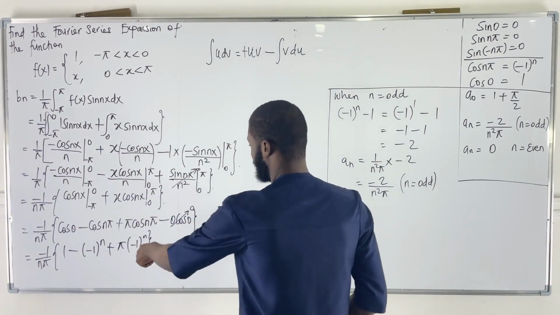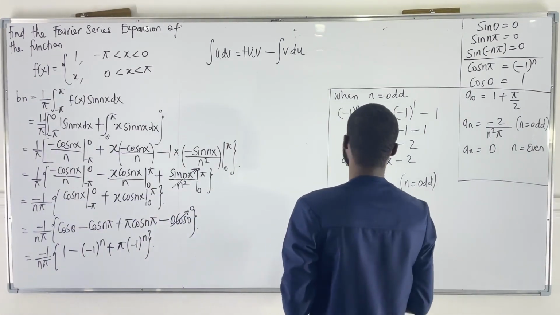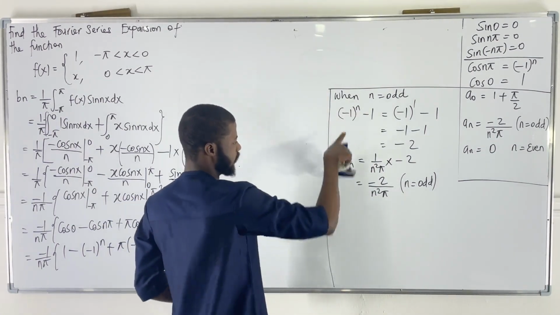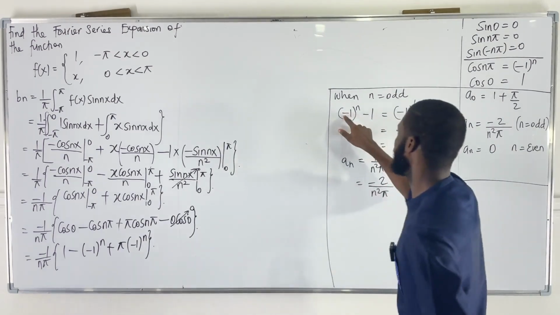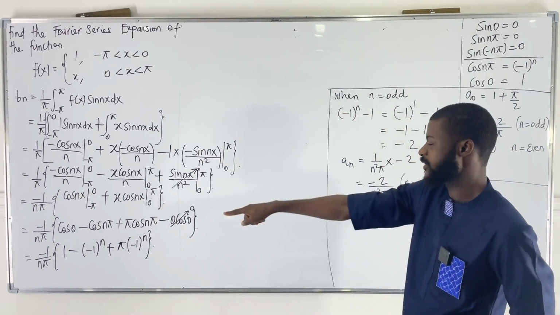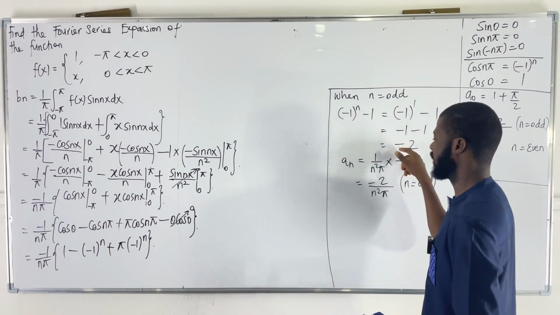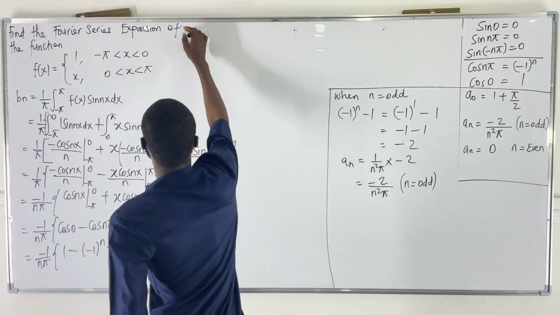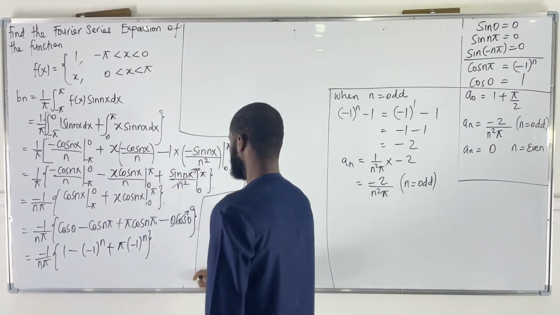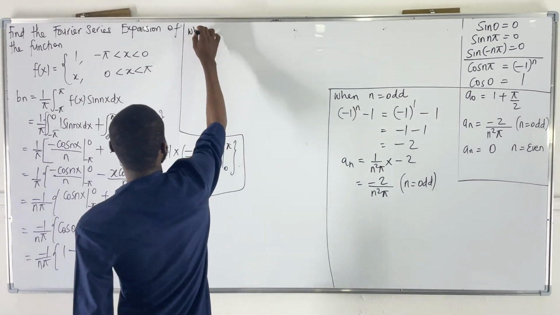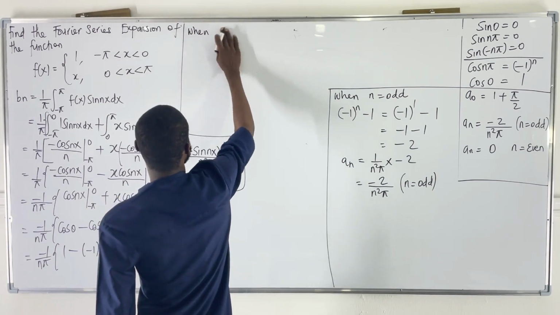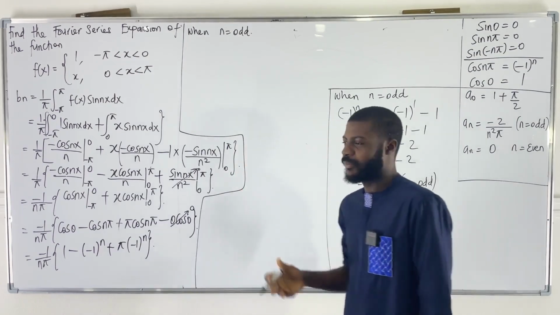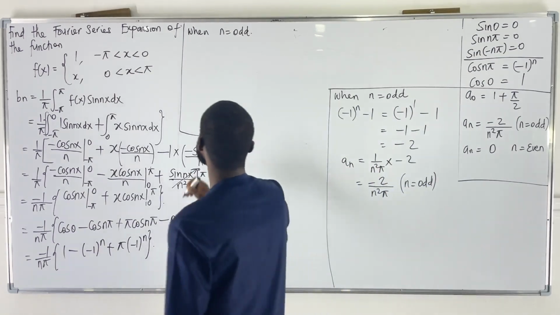So let me find the behavior of this when n is even and when n is odd. I can get it from here, because this n minus 1 is looking like this one, just that I have to multiply by a negative number. But let's not go into that. So I'm going to say when n is odd. Let's start with that one.